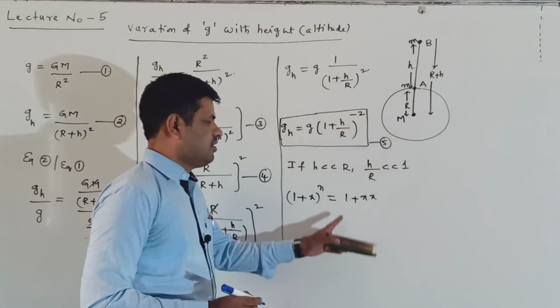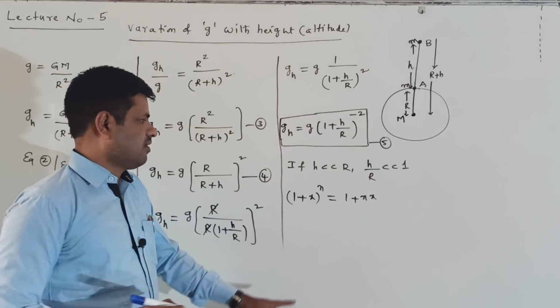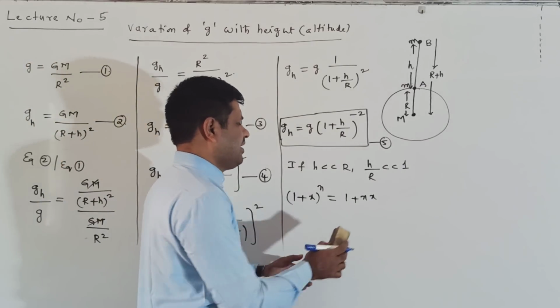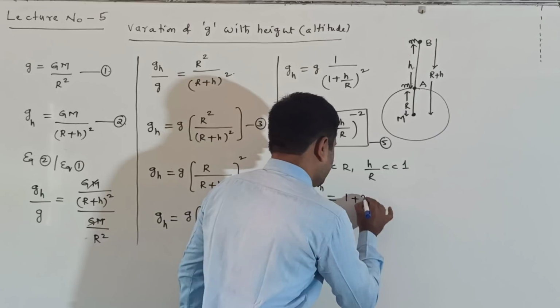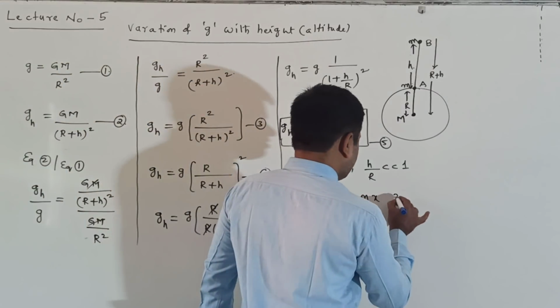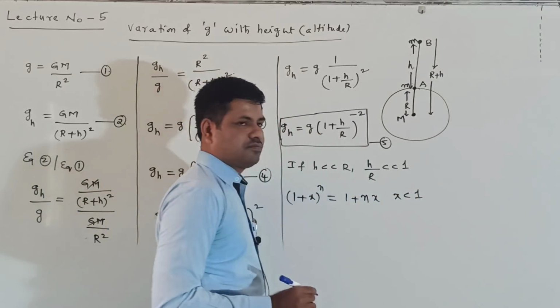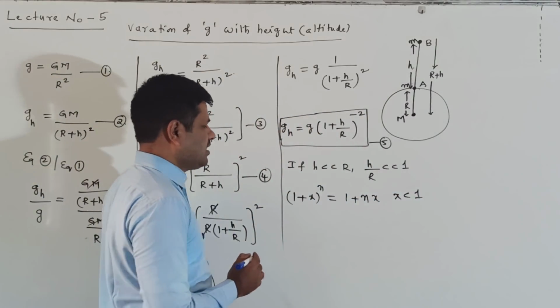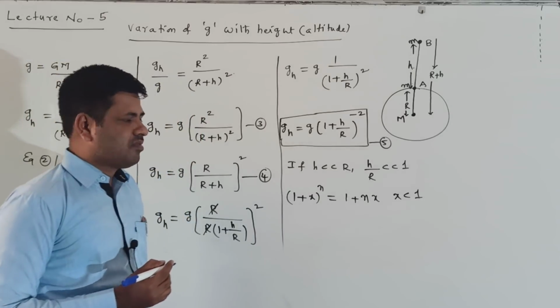We will discuss this in second year mathematics. 1 plus nx, where higher order terms are neglected. The formula is 1 plus nx. This formula is valid when x is less than 1.